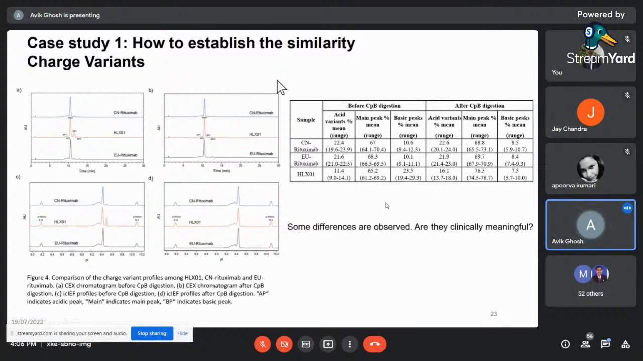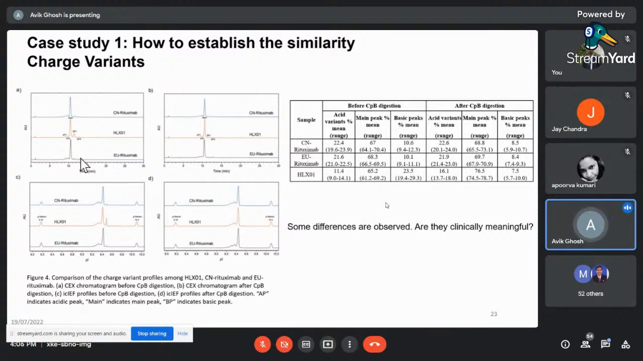So these are charge variant profiles. I'm not going to go into more details. Basically, when you run your product in a cation exchange chromatography or an anion exchange chromatography, it separates out based on the surface charge. These biologics or biosimilars are both very complex molecules, and they have many modifications, like oxidation, deamidation, glycosylation, everything. That makes some part of the molecule more acidic or more basic.